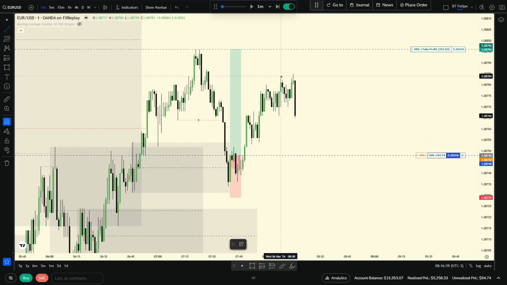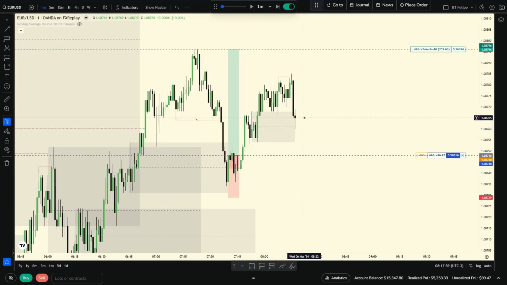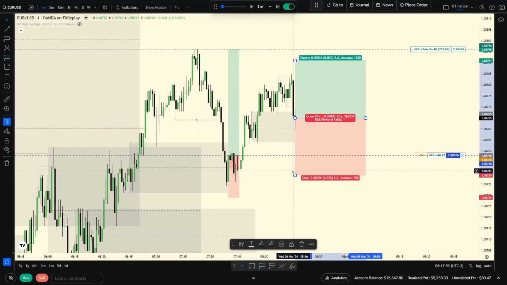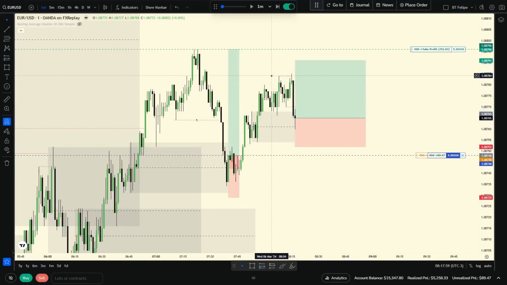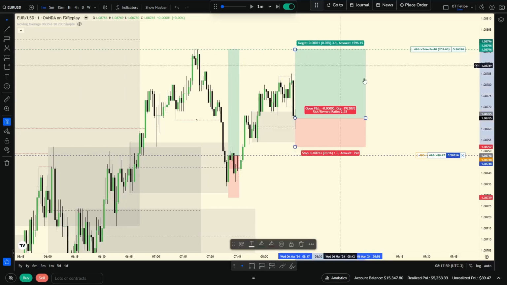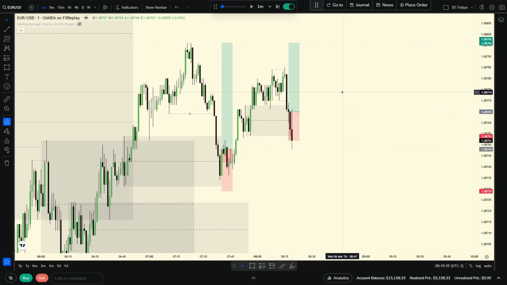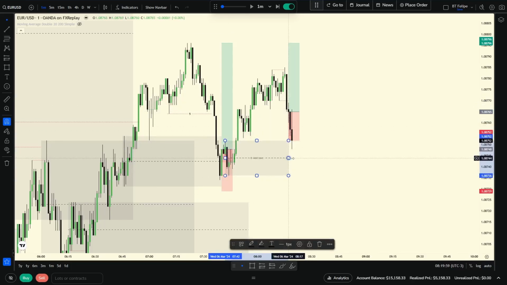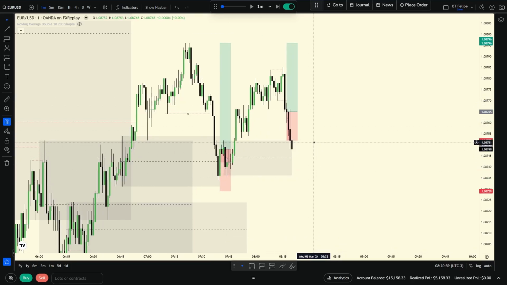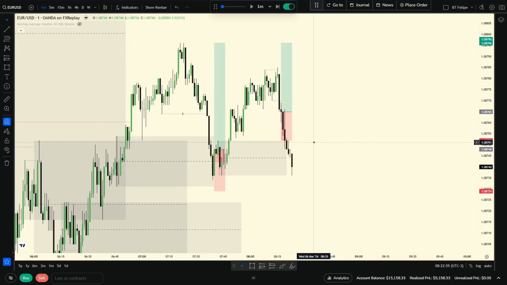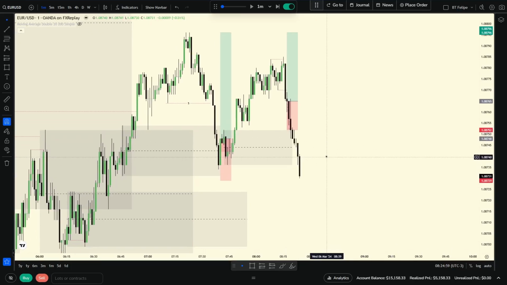Another manipulation. And now there's this POI. Okay. I kinda like this big wick. Let's try it. Oh damn. There's also this POI. Yeah.